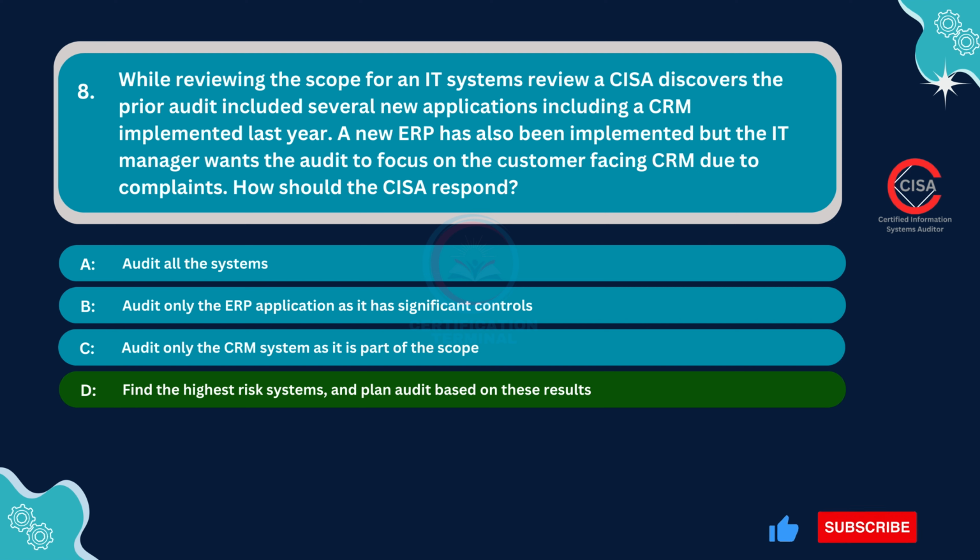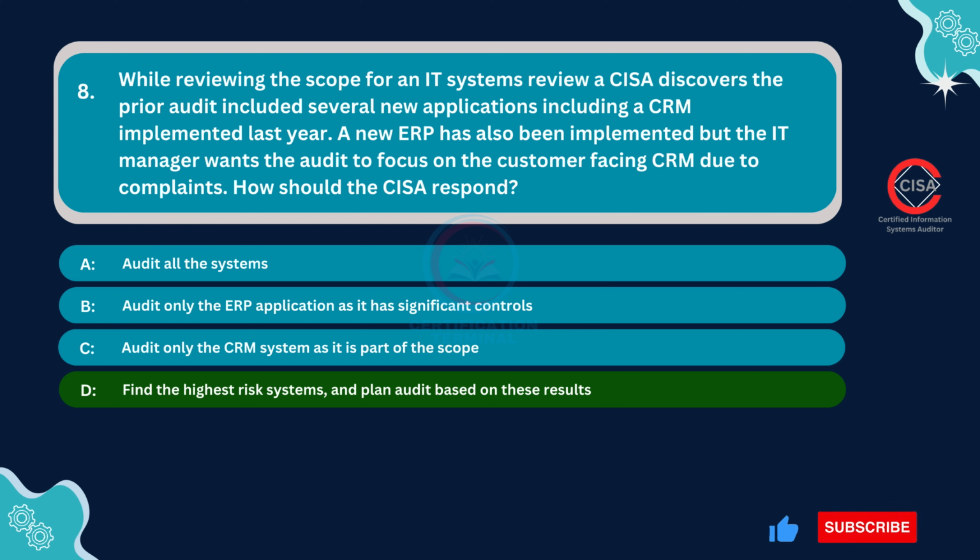When faced with the situation described, the CISA should prioritize auditing based on risk. This involves assessing the criticality and potential impact of each system, considering factors such as the level of exposure to threats, vulnerabilities, and the importance of each system to business operations. While the CRM system is experiencing complaints and is customer-facing, it doesn't necessarily mean it's the highest risk.